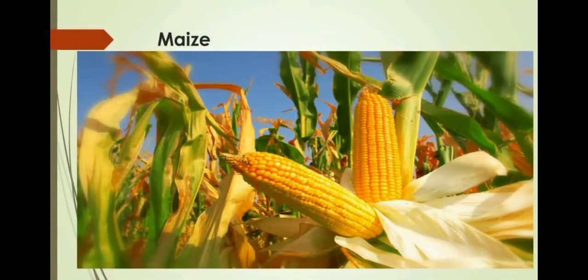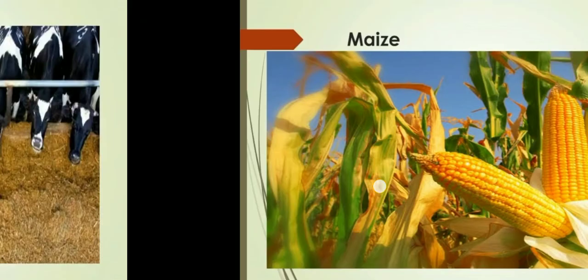Next, maize. It is the native food crop of North America, and is the main staple food grain in Mexico. It is grown in the southern prairies. North America produces more than half of the world's total maize.